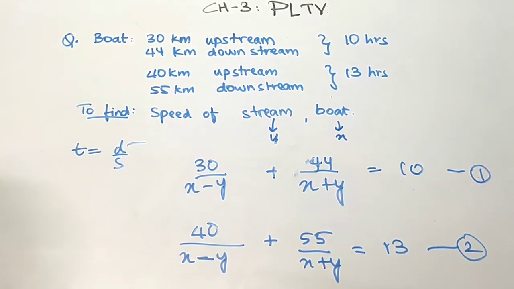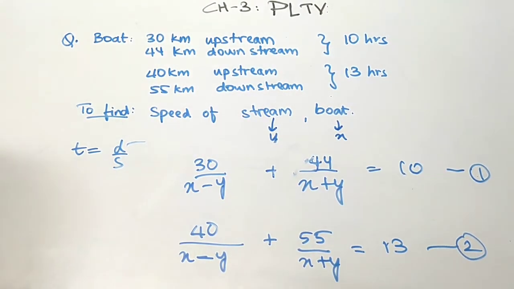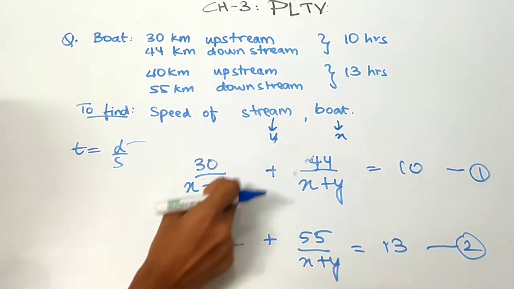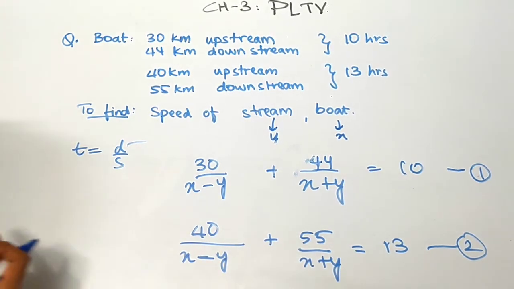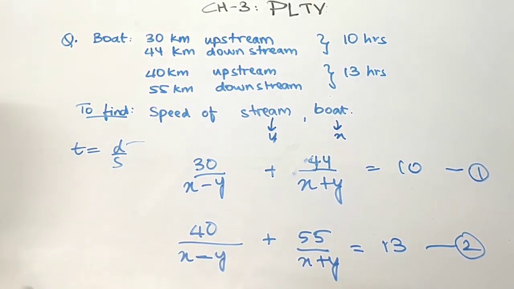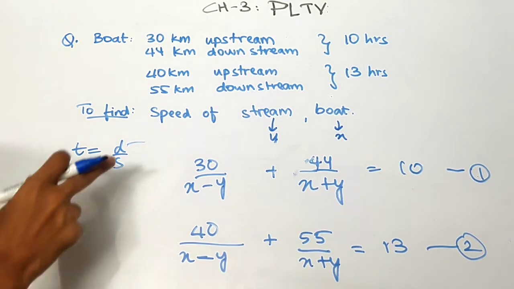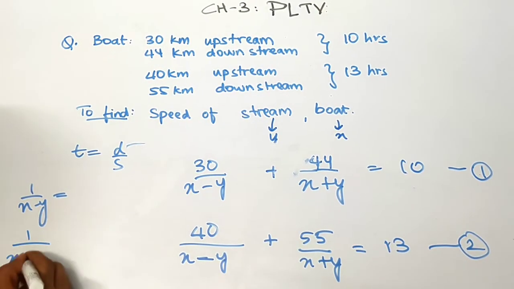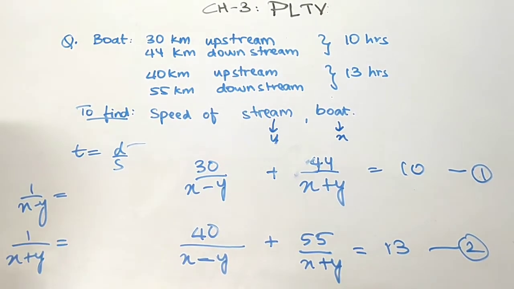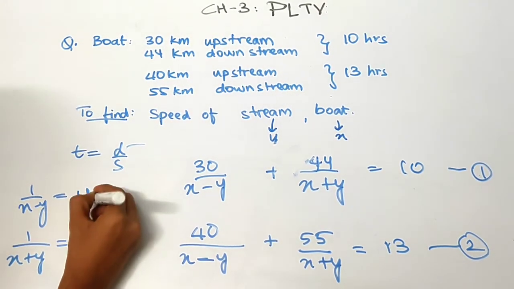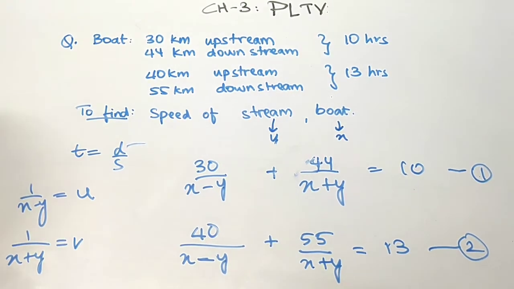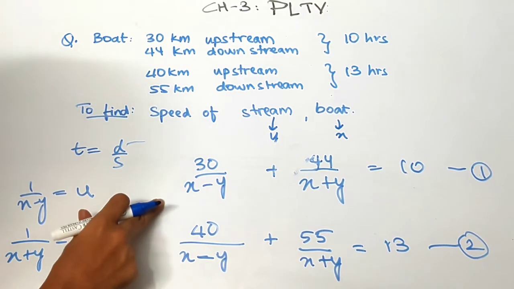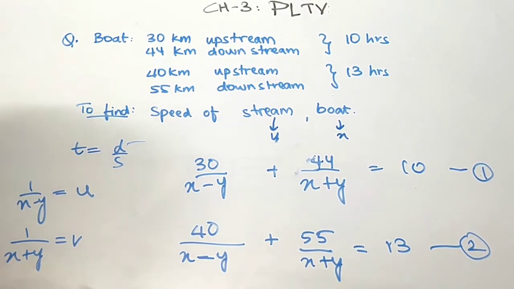Now as you already know, we have already solved a problem of this type. The previous problem that we solved was exactly of this type. We had something in the denominator and we had to solve for the values of x and y. But over here you just have to substitute 1 by x minus y as something and 1 by x plus y as something. So 1 by x minus y equal to, I'll take it as u, and 1 by x plus y as v. These are some random variables. Now I will just substitute u and v in place of 1 by x minus y and 1 by x plus y.